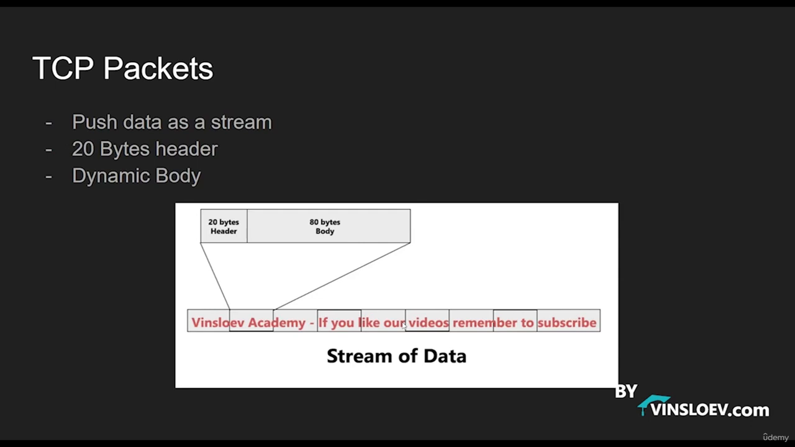But when we are communicating data over a network, we have a stream of data, which we can see right here. Take for example this message we have here, "Winslow Academy. If you like our videos, remember to subscribe." Let's say this is a long message. I know that it is quite short, but just imagine that this is a very big message. So what we're going to do when communicating this to our friend over a network is break this down into smaller packages. And since this is TCP, we need to have a header on our packages. We also have that with UDP, but with TCP we need a 20 byte header.